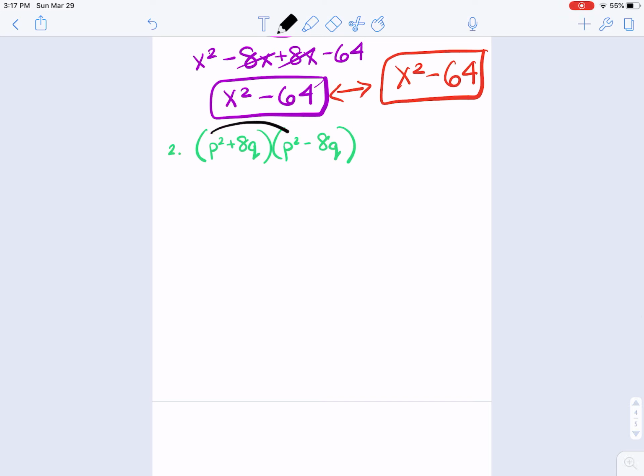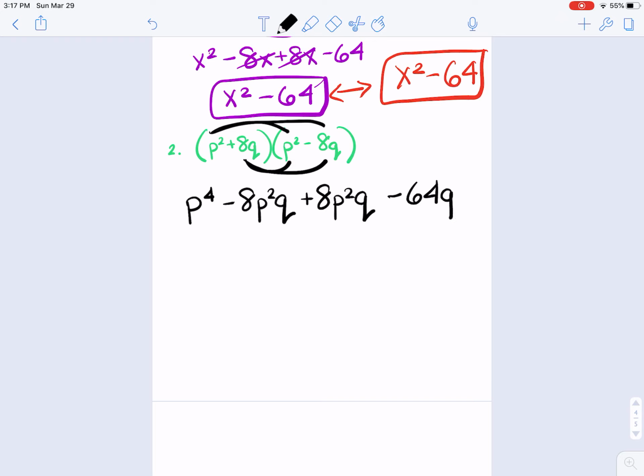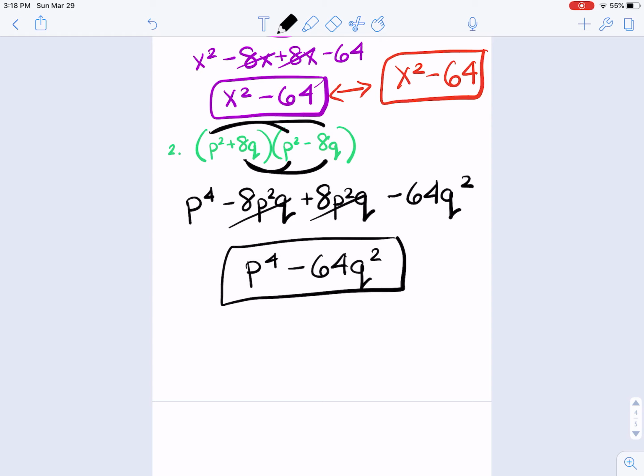So again, with FOILing, p squared times p squared is p to the fourth. P squared times negative 8q is negative 8p squared times q. 8q times p squared is positive 8p squared times q. And 8q times negative 8q is negative 64q squared. Again, the middle terms cancel out. One is positive, one is negative of the same exact term. So they are alike. And then you have it right there.